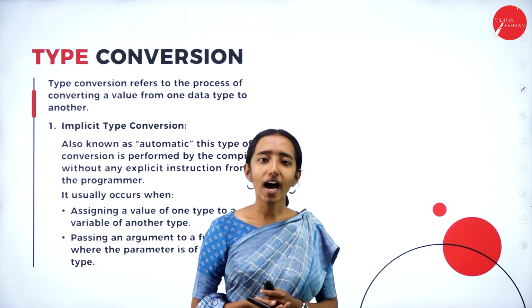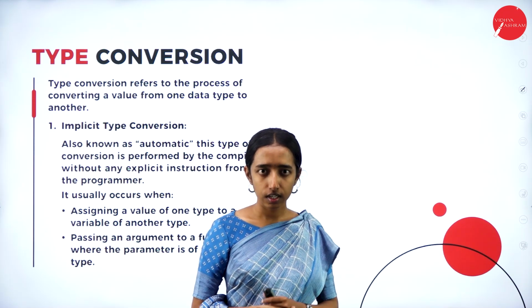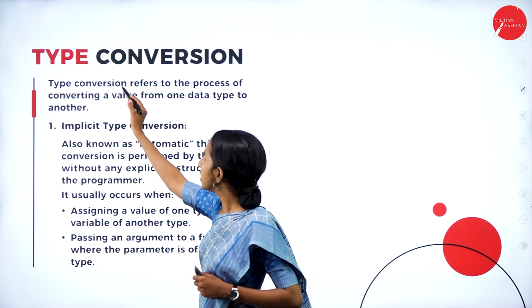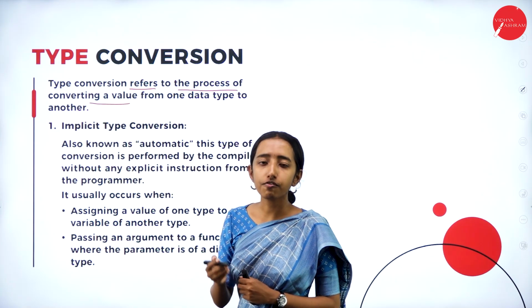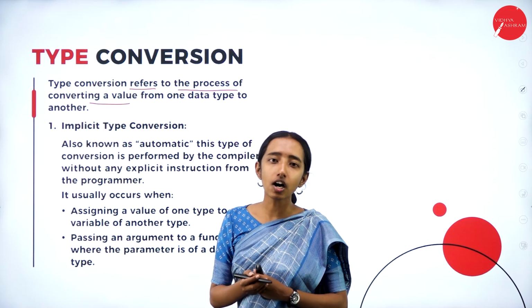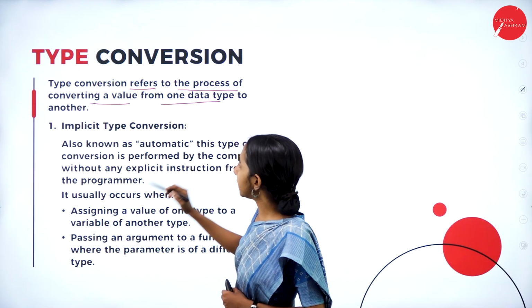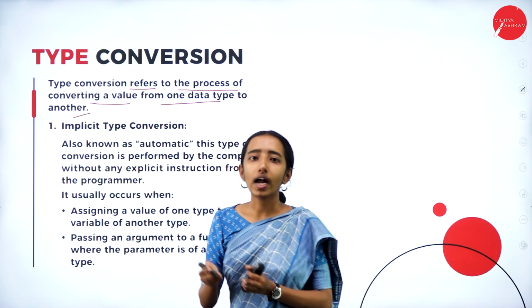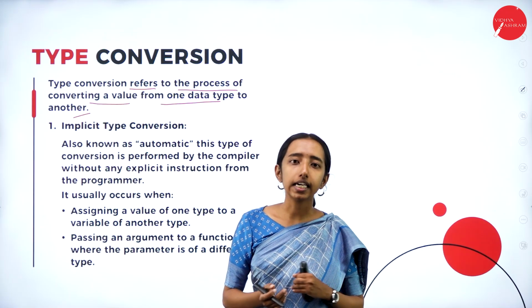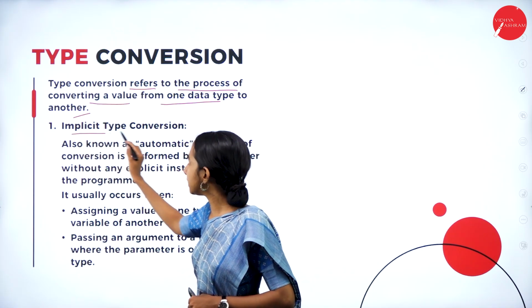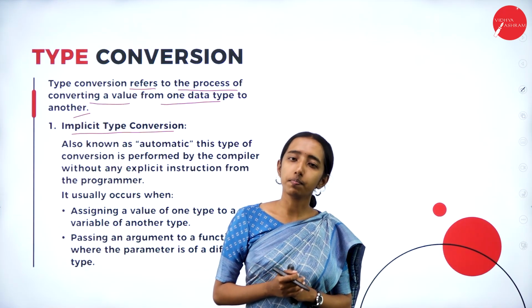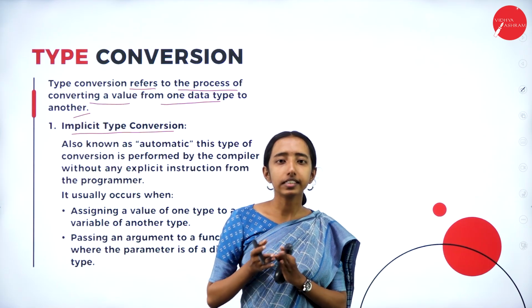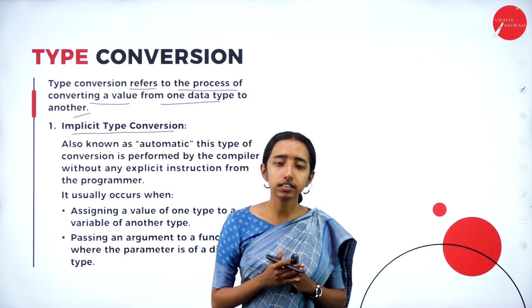So next we are having type conversion. Type conversion refers to the process of converting a value from one data type to another data type. There are two types that we are using in C++. We are having implicit type conversion and explicit type conversion.